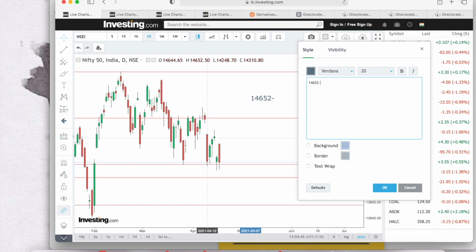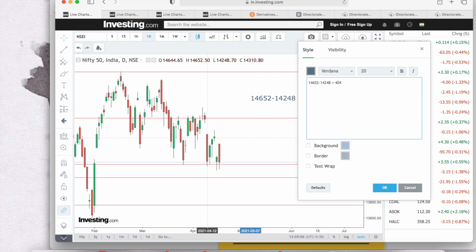And the low is 14248. So the high minus low. Let me open my calculator, just a moment. So high minus low is 14652 minus 14248. That is 404 points.